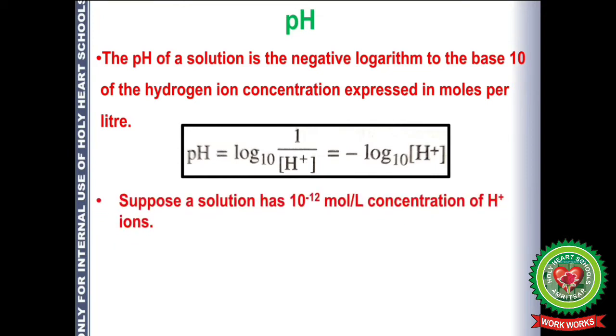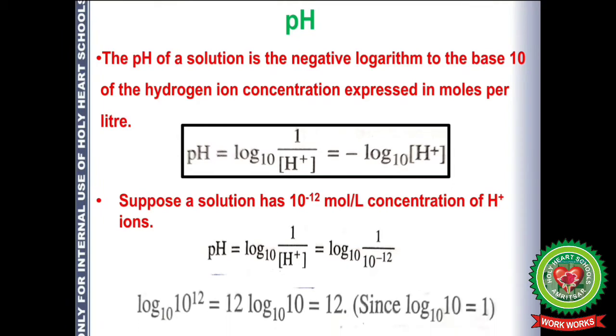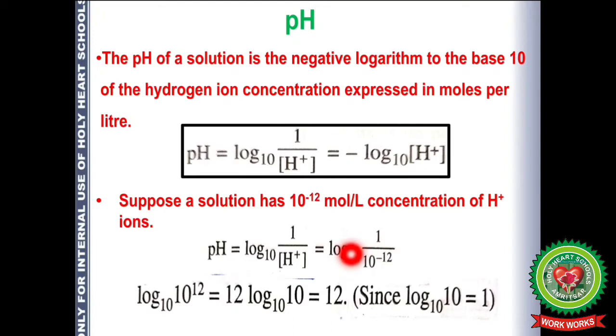Let us take an example to understand how we are going to calculate pH. Suppose a solution has 10 to the power minus 12 mole per liter concentration of H positive ions. First of all, you are going to write the formula of the pH. Then substitute the value of the H positive ion concentration in the denominator, where the H positive concentration is written. Now let us solve it further. Now we know that 10 to the power minus 12 is written in the denominator. As we take it to the numerator, it becomes 10 to the power 12. So this quantity we get.